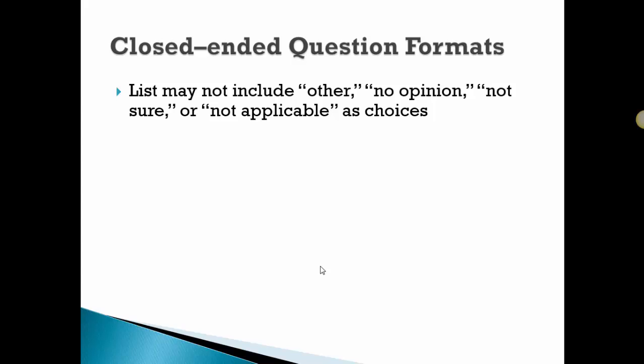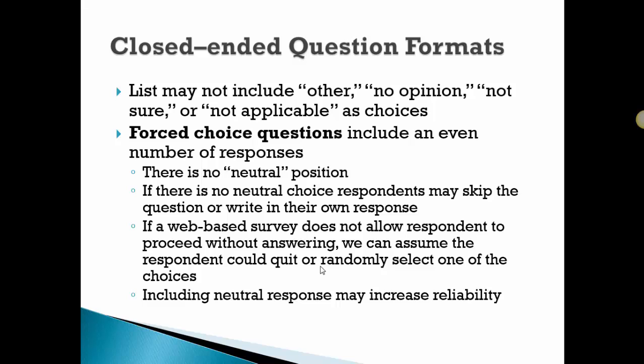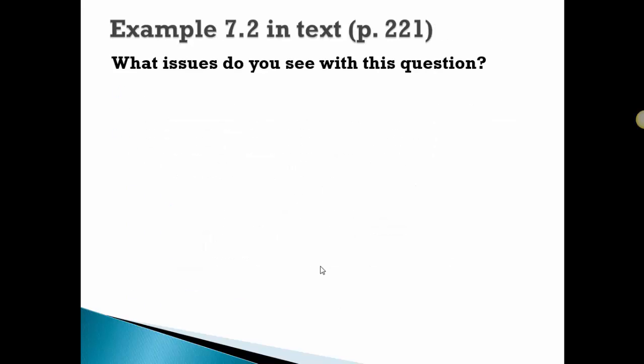So the list may or may not include other, no opinion, not sure, or not applicable. A forced choice one includes an even number of responses. This is like on a Likert scale question where we're asking you to rank something. If you don't include a neutral, so if you have strongly disagree, disagree, agree, strongly agree, the respondent's forced to pick. There's no neutral option there, and people may skip that. So you want to include a neutral response. We usually say on Likert scales you should have an odd number of choices because that means you'll have a neutral.